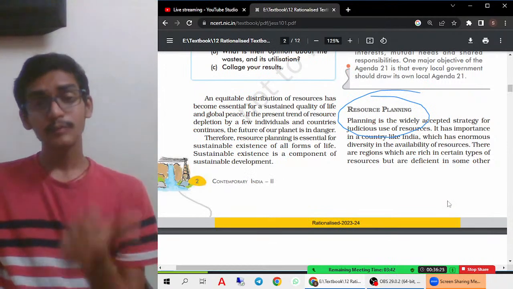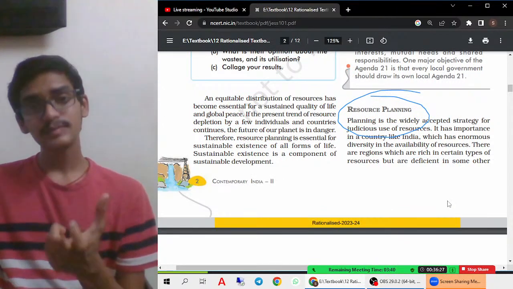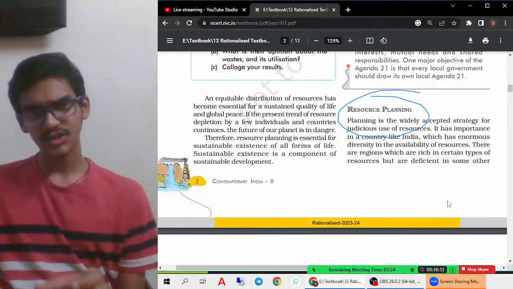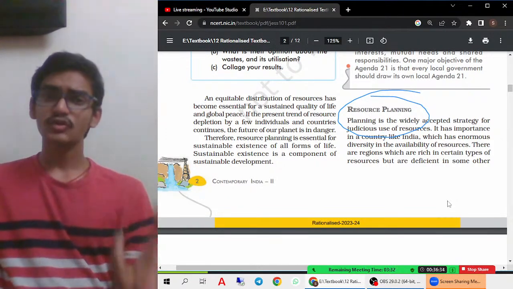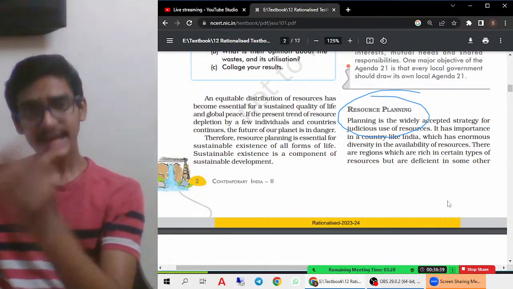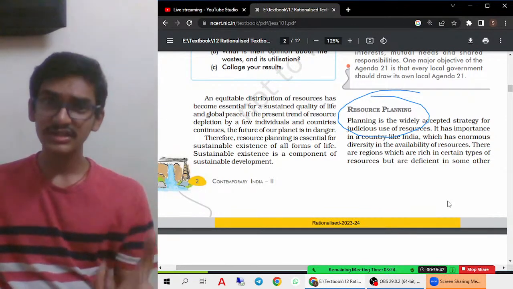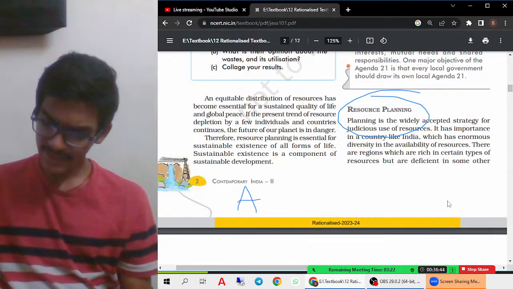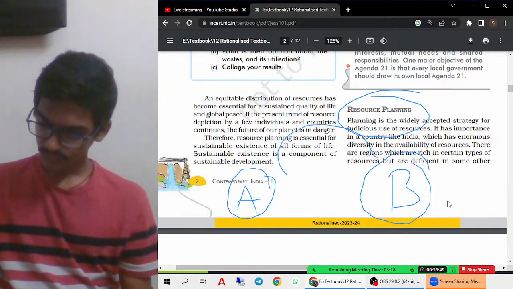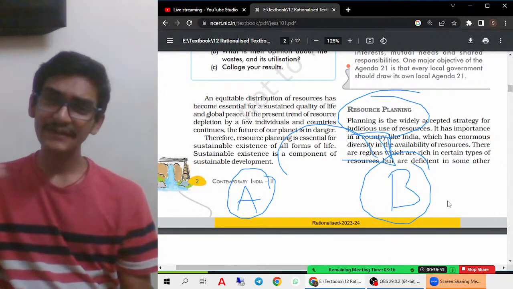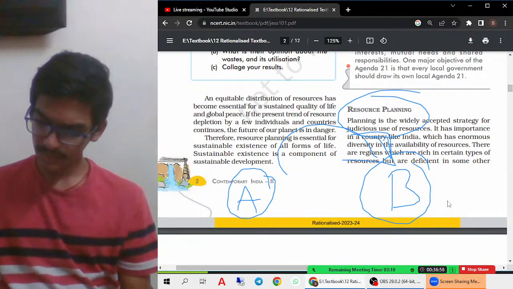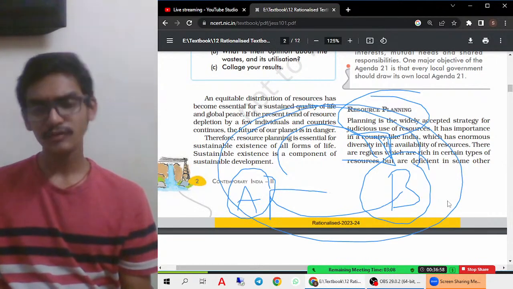Why is resource planning important? Because a few resources are found only in certain regions. The resources which are available in larger quantities in the respective regions can be exported to other regions. As I already told you, if A has more of one resource, it can sell it to B. Then if A has a deficit of another resource, it can take from B. So there is always a mutual understanding between both parties.